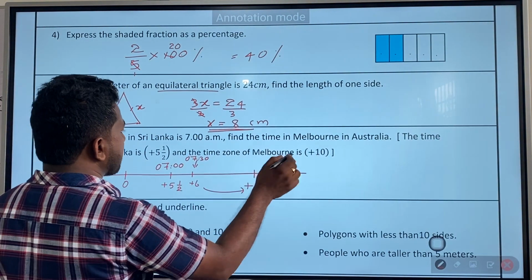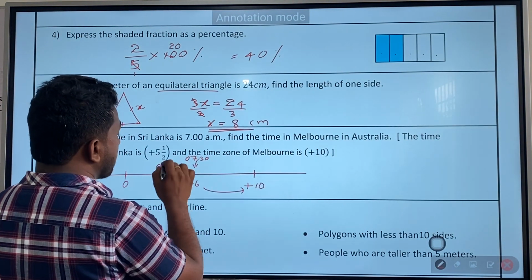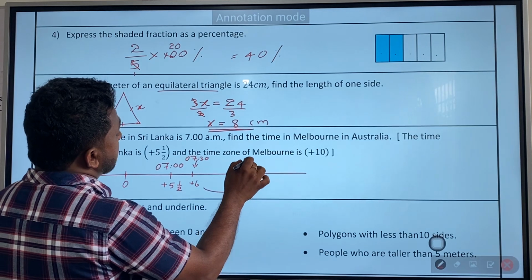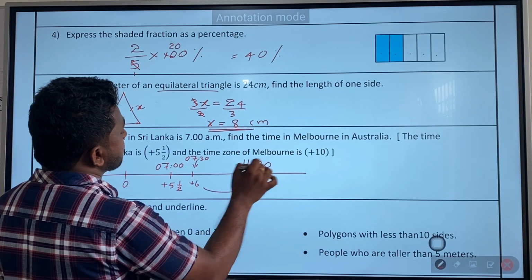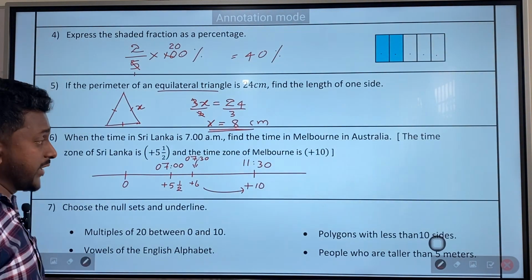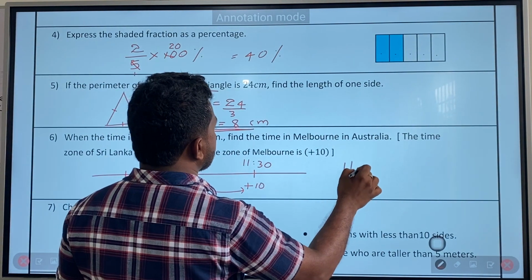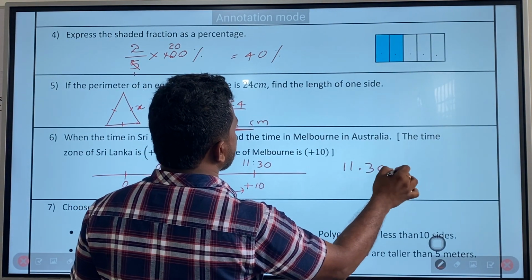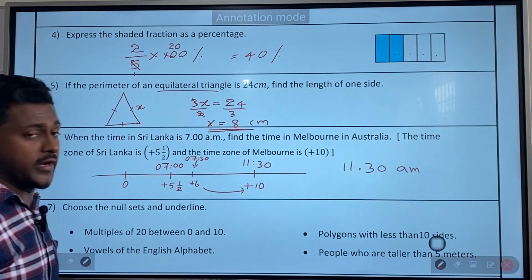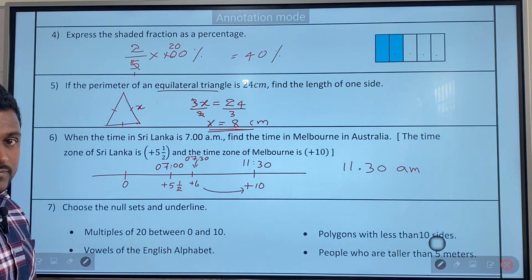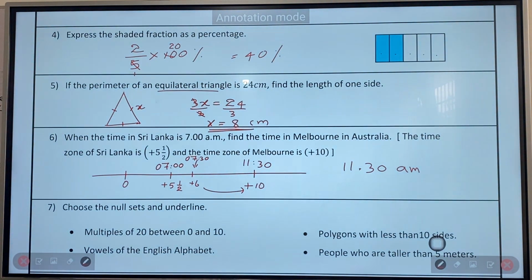So the time in Melbourne now is 11:30. We can write 11:30 a.m., ante meridiem. Right? Got it? Too easy one. Now look at question number 7.